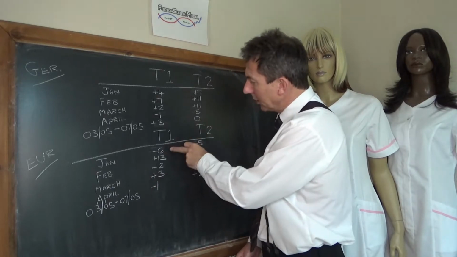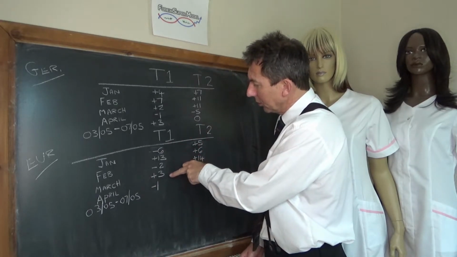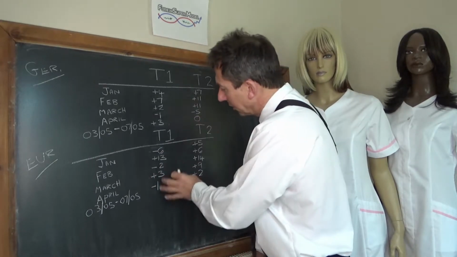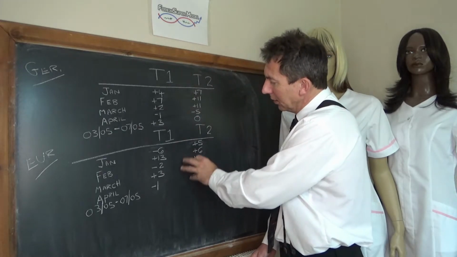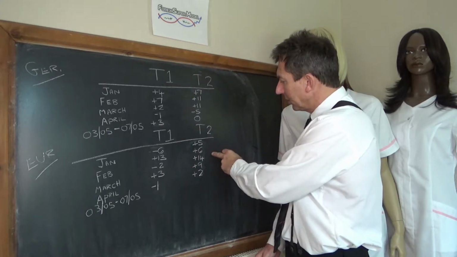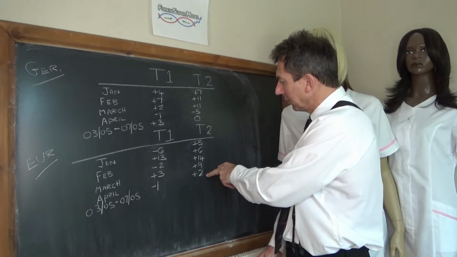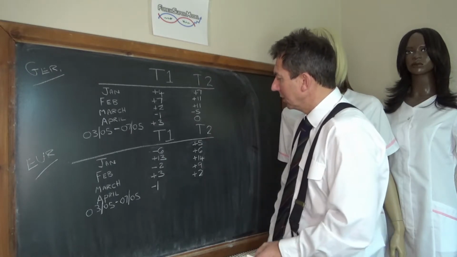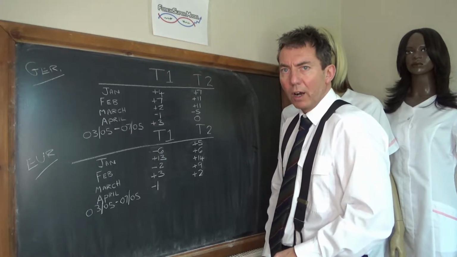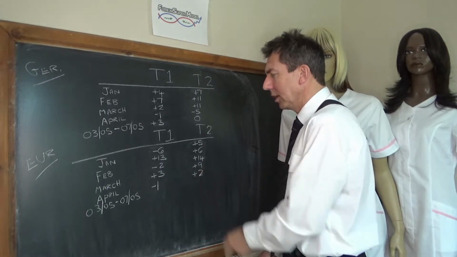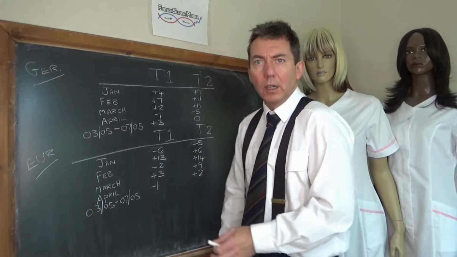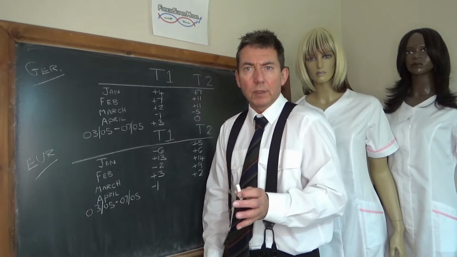Eurozone as a whole then, -6, +13, -2, +3, -1. So fairly static to mixed. Tier 2: +5, +6, +14, +9, +2. So the Tier 2 is fairly positive and firing. Early days yet for May. So stop it there. See you in a minute.